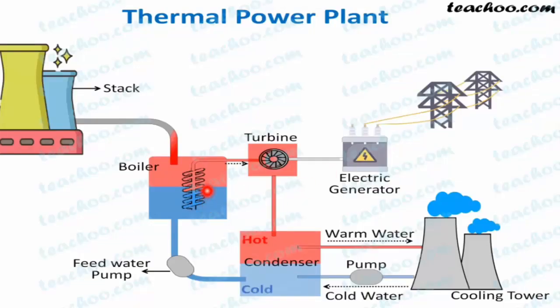Here you can see there is a boiler and the steam will rotate the turbine. The turbine will help to generate electricity. This is the process. This is how cold water is pumped and warm water is pumped here and there. You can just pause the video and see it.